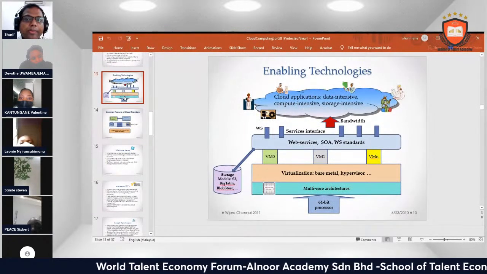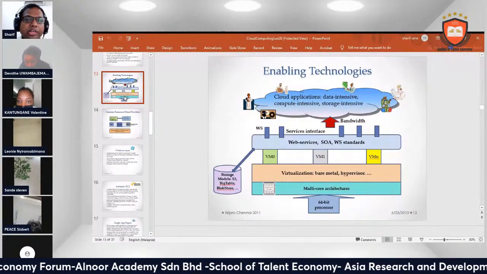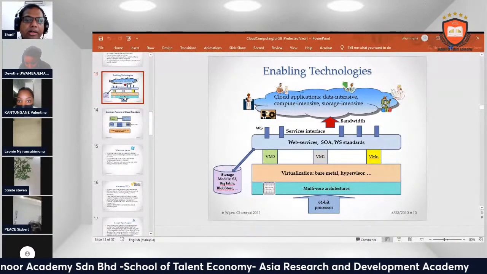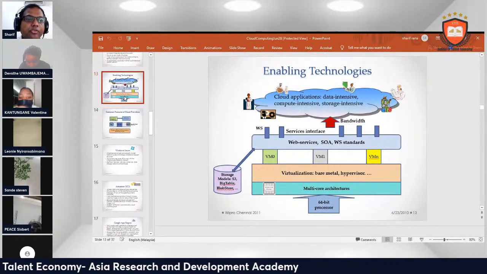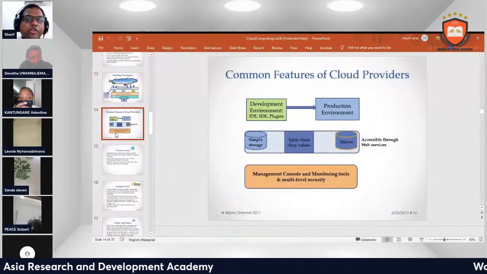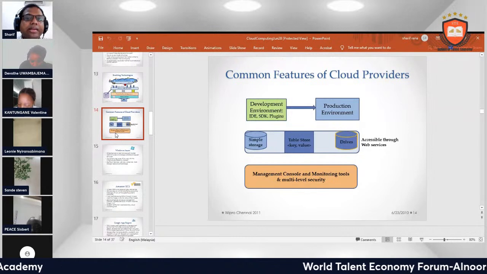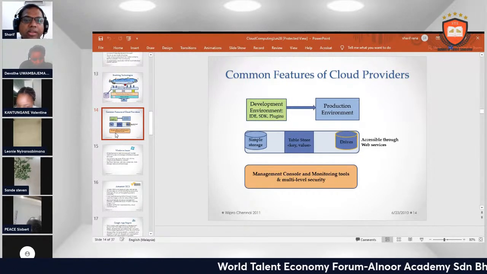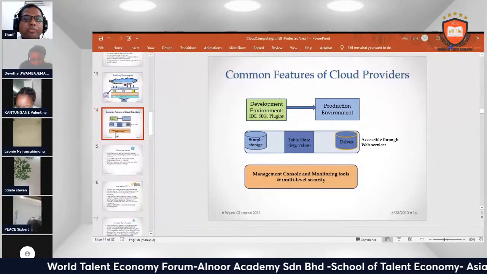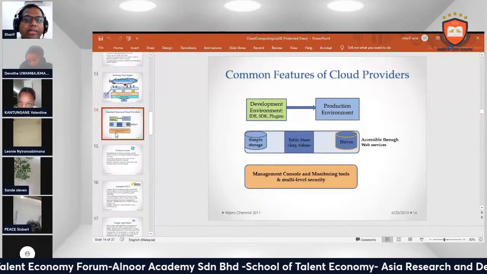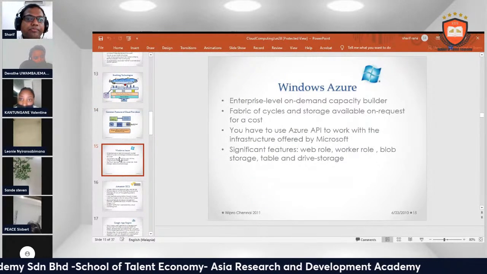Enabling technologies: cloud application, data intensive, computing intensive, storage intensive, web service, SOA, standards, virtualization, bare metal, and hypervisors. These are some of the technologies right now we are utilizing. Development environment, SDK, plugin, production environment, simple storage, table store, drive, management console and monitoring tools, and multi-level security. These are the different things.